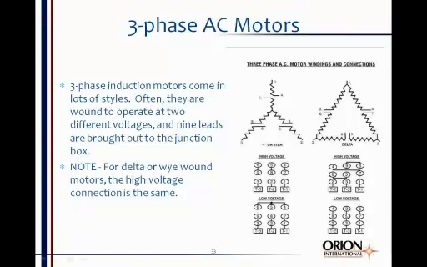And for the low voltage connection for the delta, I need to connect these things in parallel, so I have to bring in my power to 1, 7, and 6, 3, 5, and 9, 2, 4, and 8. And that's how the low voltage connection for a delta connected motor would be.